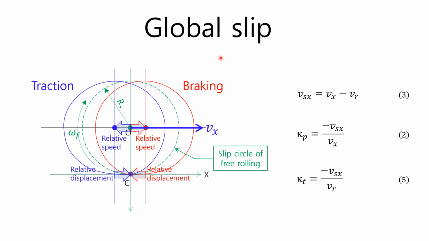It should be noted again here that the slip speed Vsx is defined as the value obtained by subtracting the linear speed of rolling Vr from the wheel center speed Vx. So it has a negative value during traction and a positive one during braking. Therefore, the practical slip and the theoretical slip are positive during traction and negative during braking.